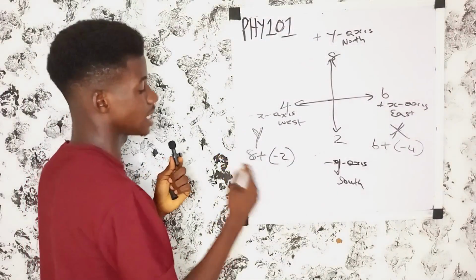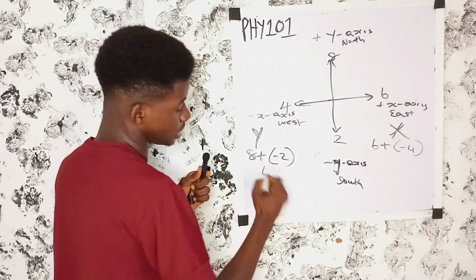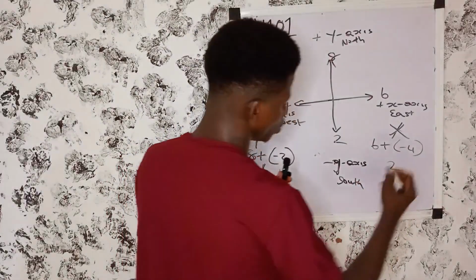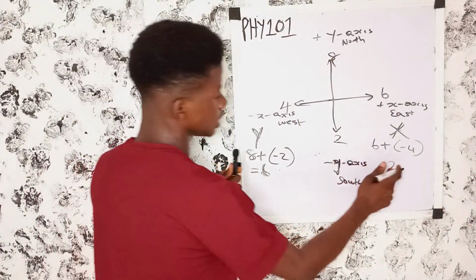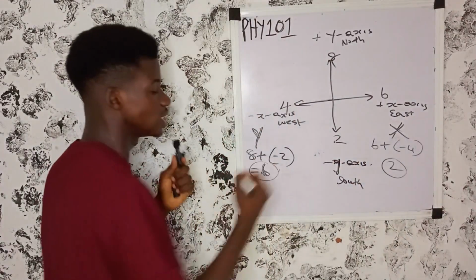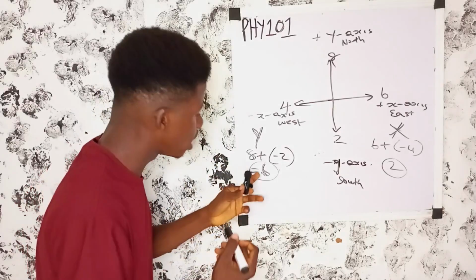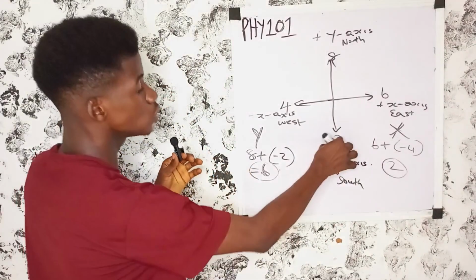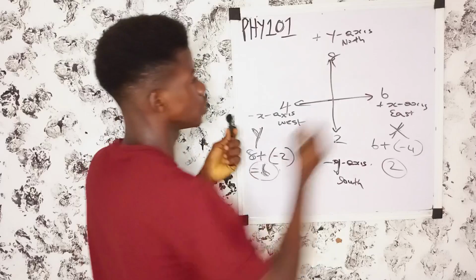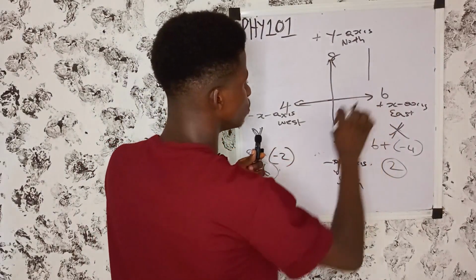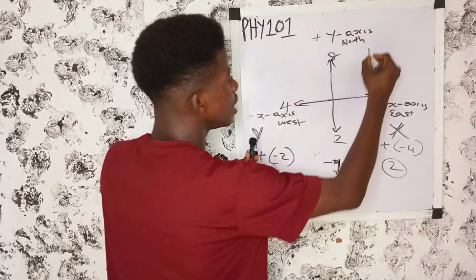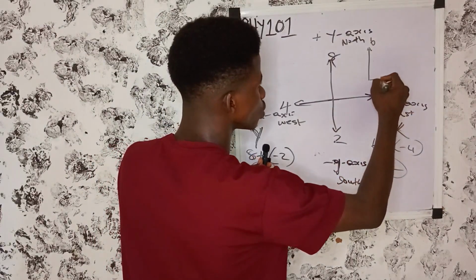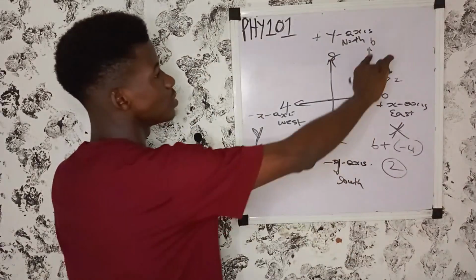8 plus minus 2 is the same as 8 minus 2. 8 minus 2 is what? It is 6. While this one, 6 minus 4 is what? It is 2. Okay, so our y is 6, our x is 2. Since we have gotten our y and our x, if you subtract 2 away from this, you'll be left with 6. If you remove 4 from this one, you'll be left with 2.